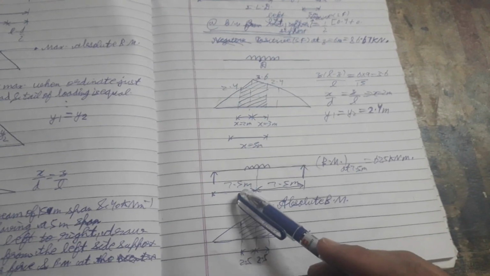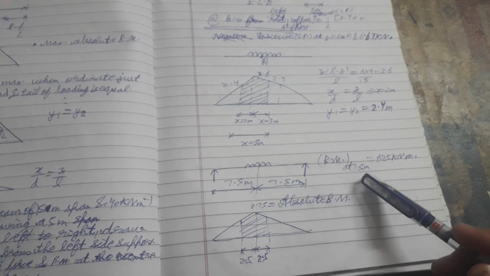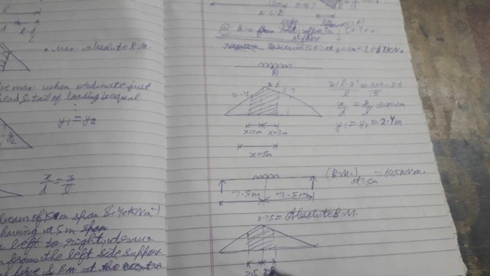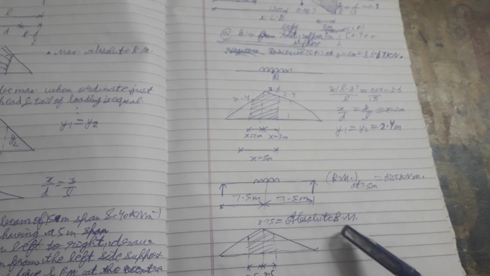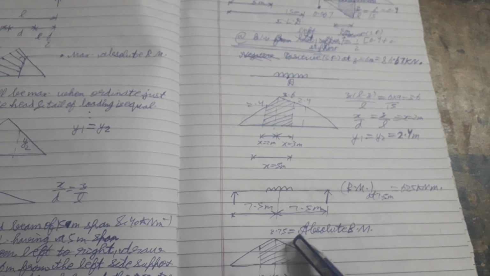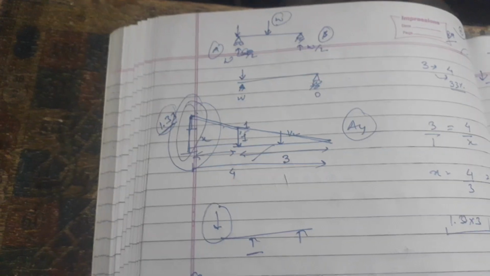Then here it is 7.5 meter, 7.5 meter. The bending moment at 7.5 meter is equal to 625 kilonewton meter. Then it is 2.5, 2.5, this is 3.75, which is equal to the absolute bending moment. Note here, 3.75 is equal to the absolute bending moment.